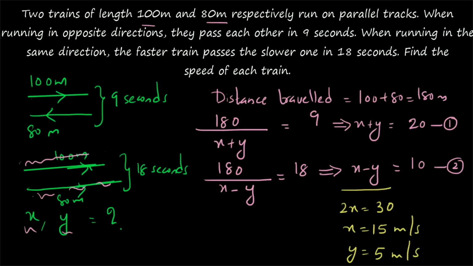The units are in meter and second. So the speeds will be in meter per second. So the speeds of the trains are 15 meter per second and 5 meter per second.